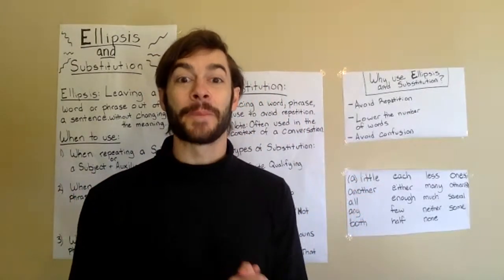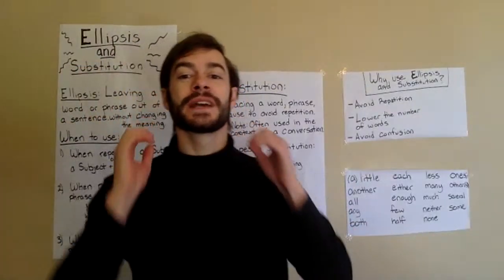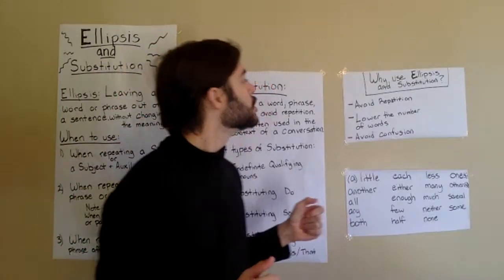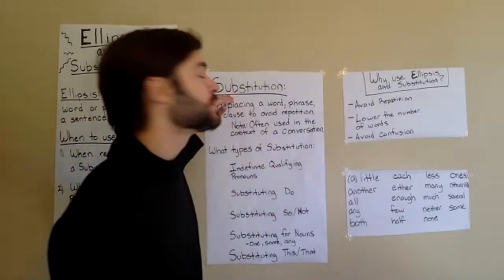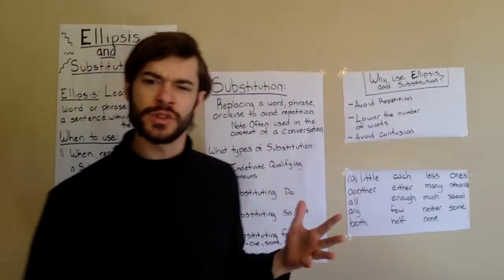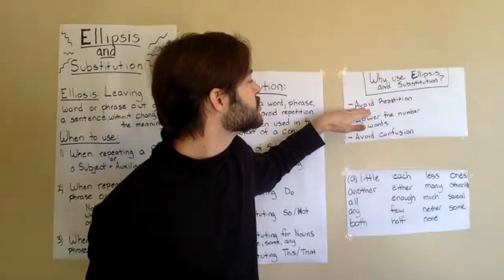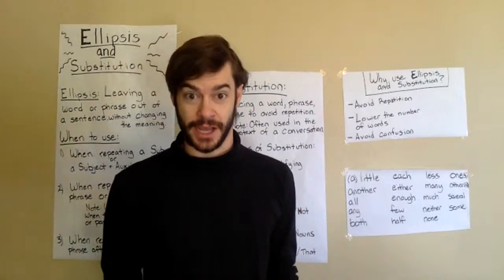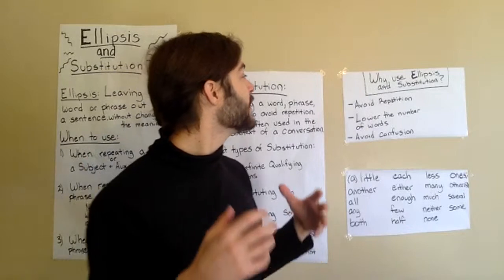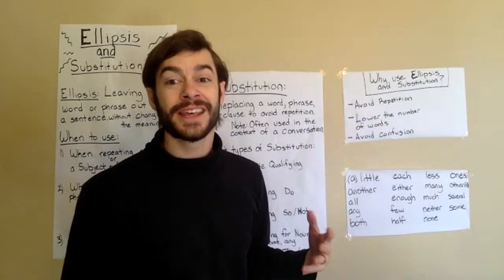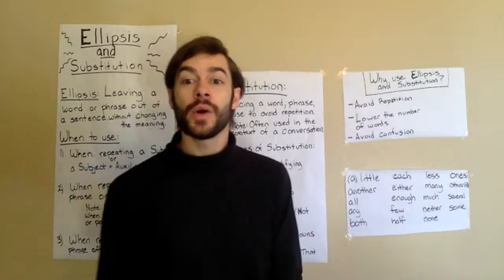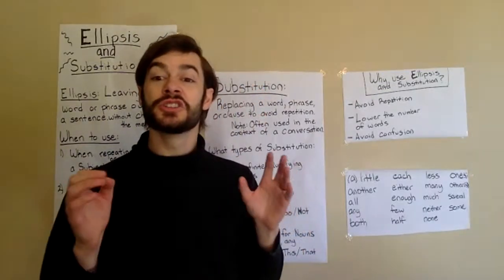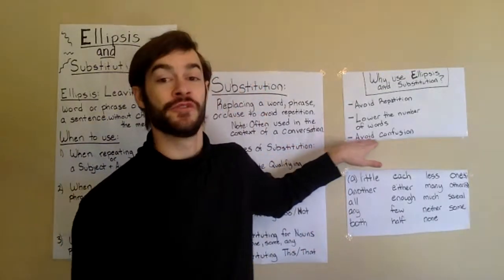Perfect. Okay, so we'll continue, and this will become a little bit more understandable when we actually get into some examples. So why do we use substitution and ellipsis? Well, one specific reason is to avoid repetition. We want to avoid repeating ourselves when we're speaking. Because we can do that, we lower the number of words that we actually have to say. If you lower the number of words, it's easier to speak, and easier to understand. So we also avoid confusion.